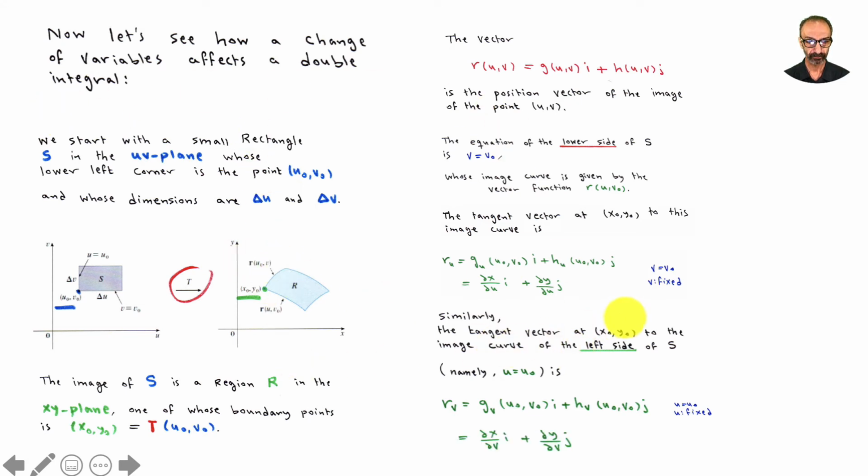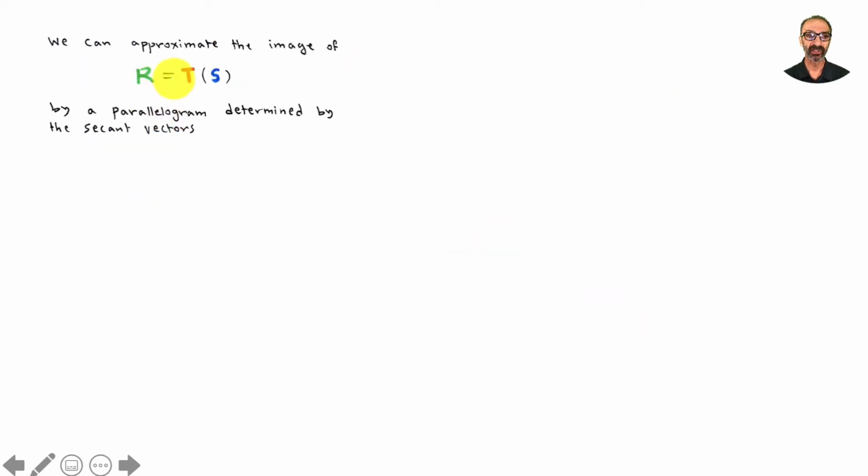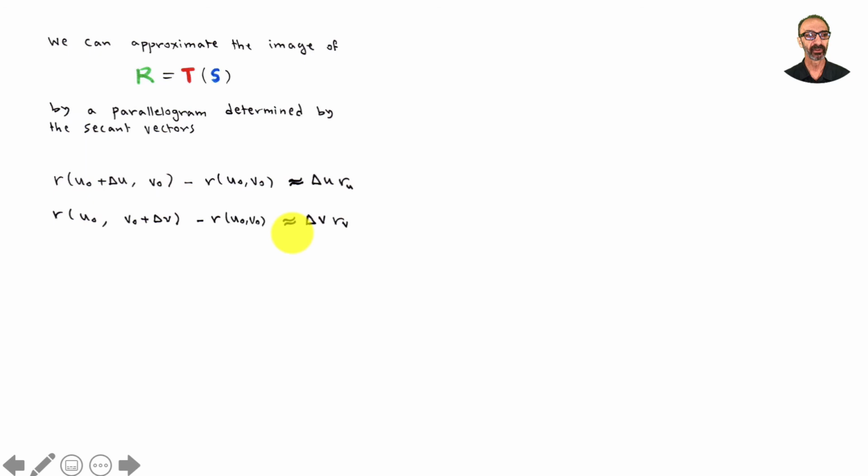Now, we can approximate the image R by the parallelogram determined by the secant vectors. A while ago we studied dot product, cross product, but there are a lot of benefits of knowing them. The cross product magnitude gives you the area of the parallelogram. We learned that a few sections ago, but here we go.